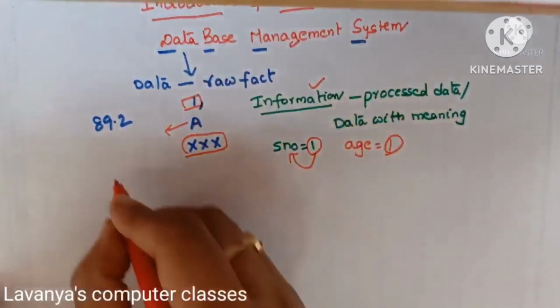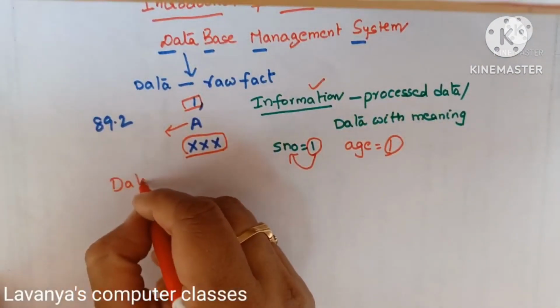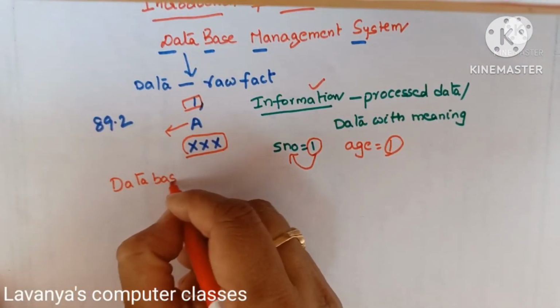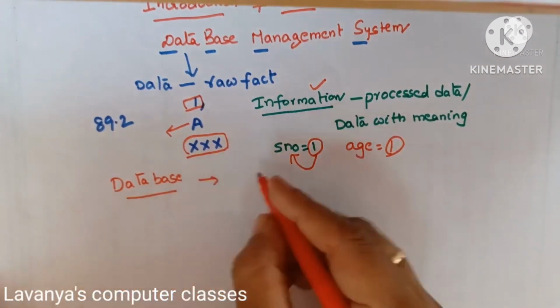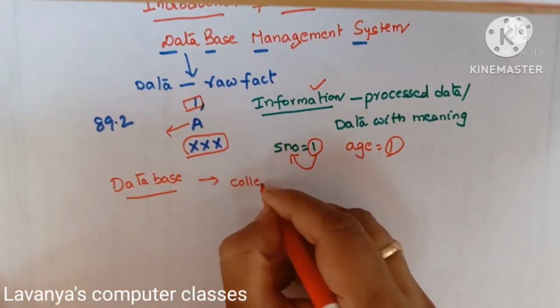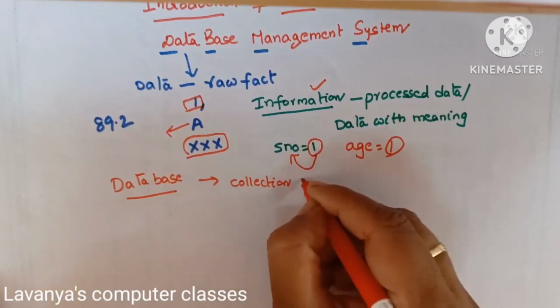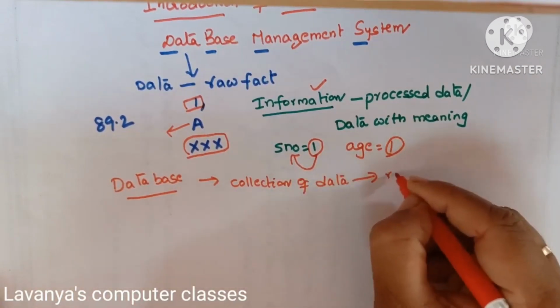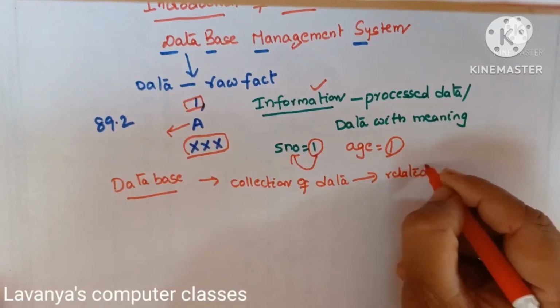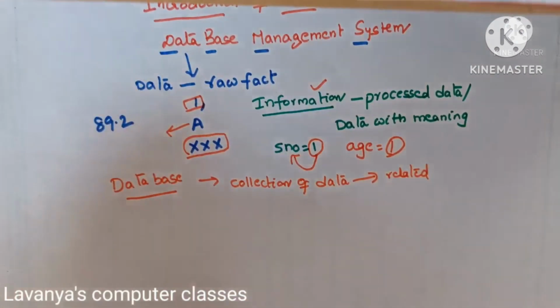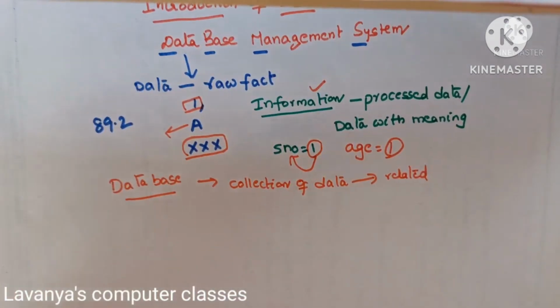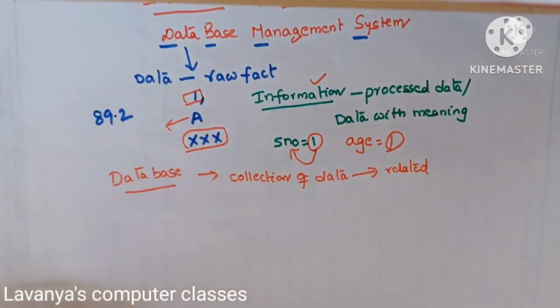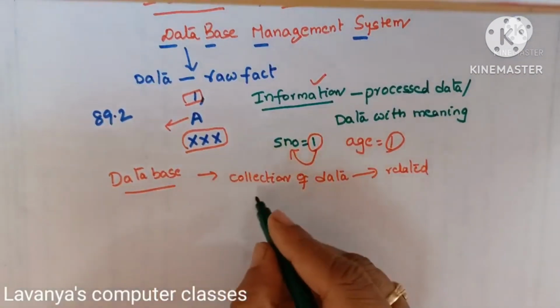Now we go for database. What is the meaning of database? Database means collection of data. After collecting all the related data, stored in one place, that is called database. Collection of related data is called database.